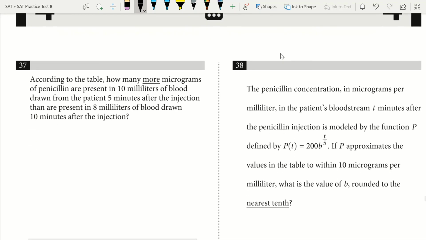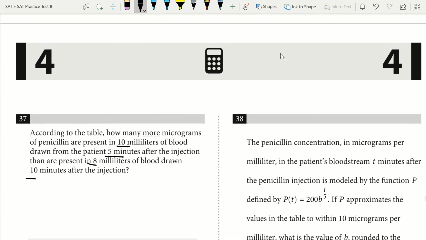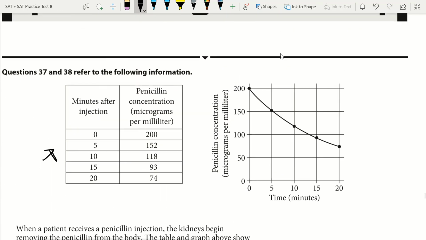All right, question 37. According to the table, how many more micrograms of penicillin are present in 10 milliliters of blood that are drawn from the patient 5 minutes after injection than are in 8 milliliters of blood drawn 10 minutes after injection? All right, I'm going to start with the first part. How many micrograms of penicillin are present in 10 milliliters 5 minutes after the injection, right? All right, so I'm going to use my table.